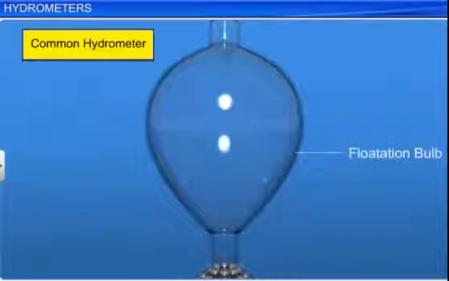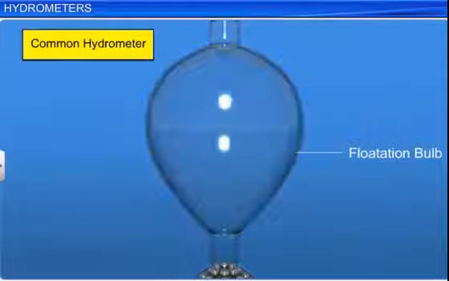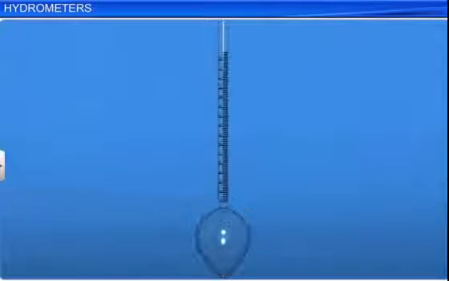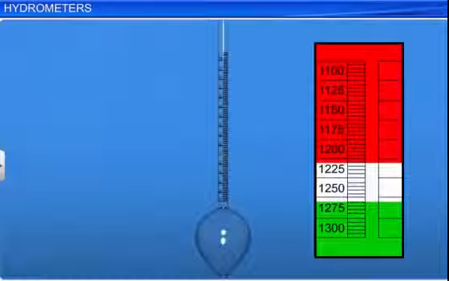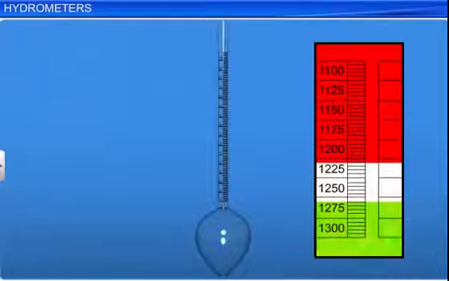This bulb, because of its large size, can displace a large volume of liquid and provide the required force of buoyancy. At the top of the hydrometer, there is a long and narrow cylindrical stem. The graduations on the stem indicate the density or relative density of the liquid. Note that the scale on the stem will have its least value at the top and the greatest value at the bottom.